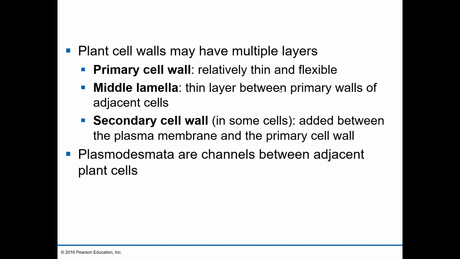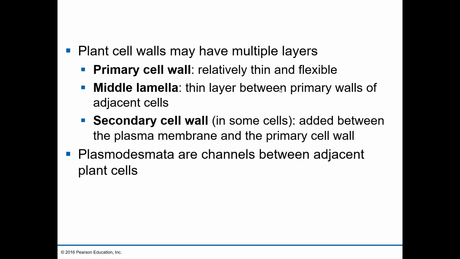So it has multiple layers, or it may have multiple layers. You've got a primary, a middle, and a secondary. Every cell has a primary cell wall. It's pretty thin and flexible. It has a middle lamella, which is the thin layer between the primary walls of the adjacent cells. And then it might have a secondary cell wall, which is between the plasma membrane and the primary cell wall.